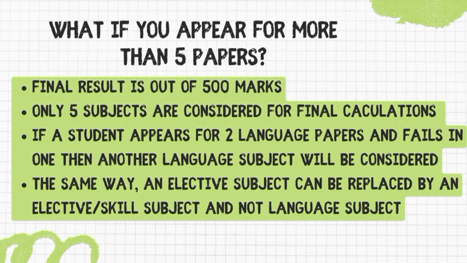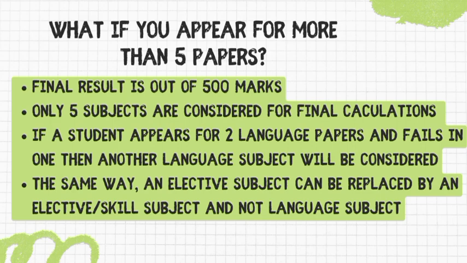What if you appear for more than 5 papers? Final result is out of 500 marks. Only 5 subjects are considered for final calculation. If a student appears for 2 language papers and fails in one, then another language subject will be considered. The same way, an elective subject can be replaced by an elective or skill subject and not language subject.